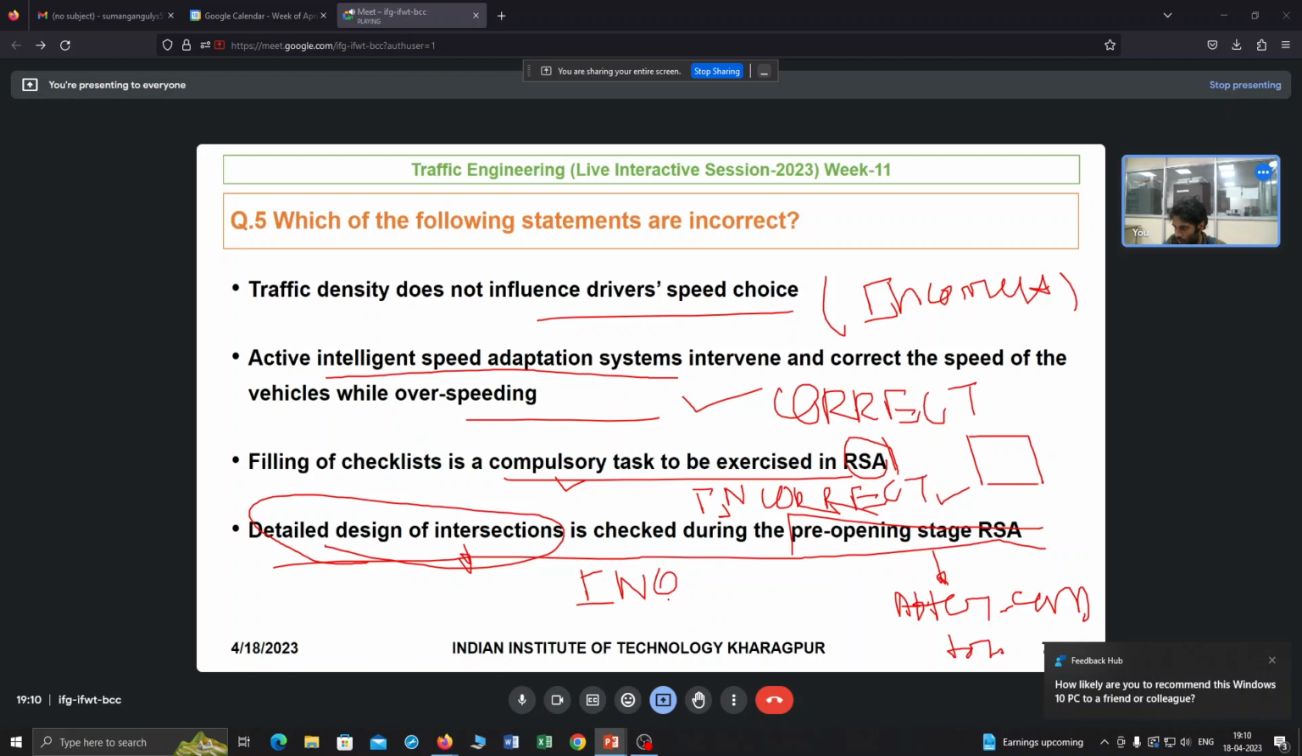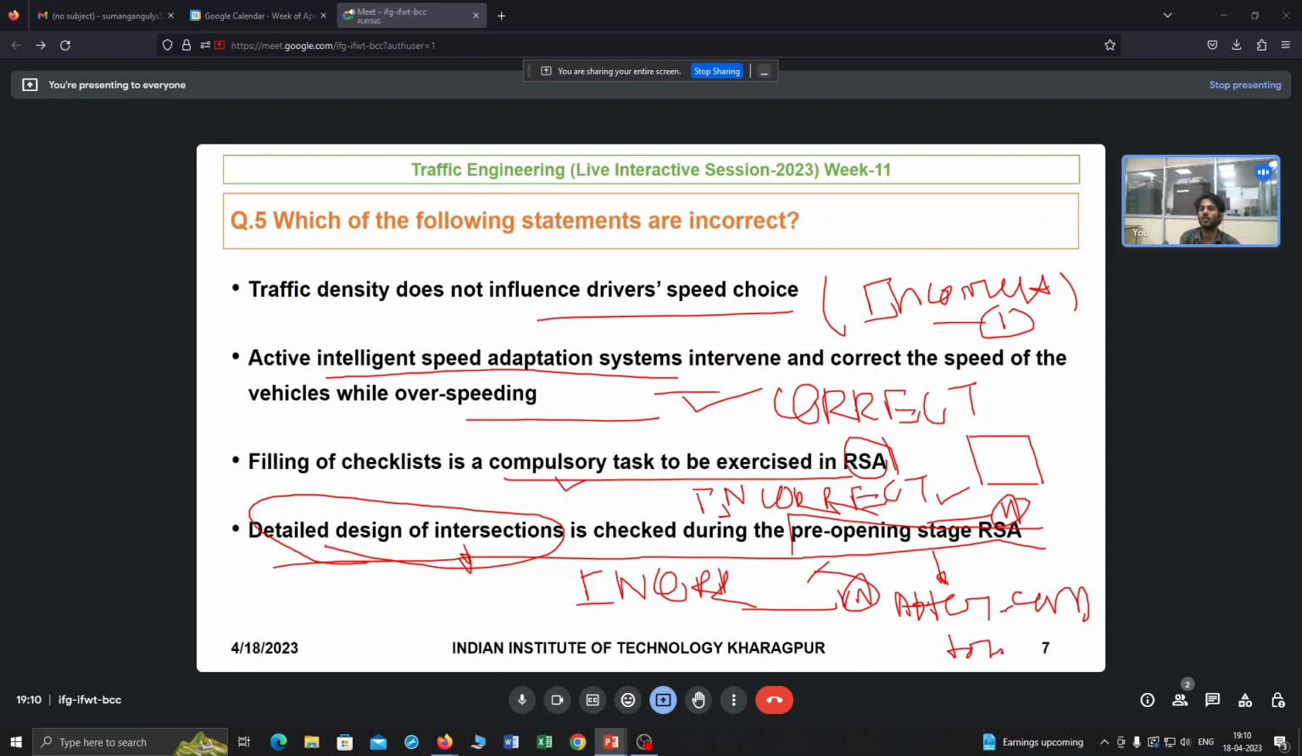So the question was which of the following statements are incorrect. So it is incorrect 1, it is incorrect 2, and it is incorrect 3. So there are 3 statements which are incorrect, and the only correct statement is the intelligent speed adaptation systems. So do you understand it, or do I need to repeat anything? I hope that you are understanding everything.